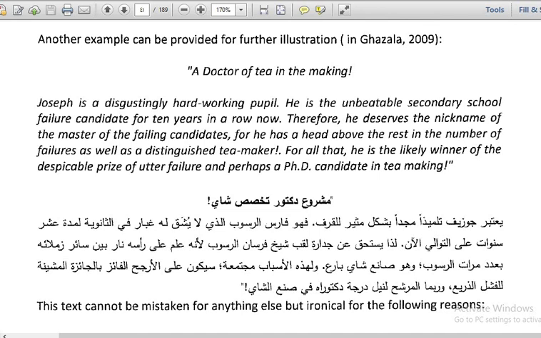And here we have a passage that is directly related to the feature of irony in translating a text. Joseph is a disgustingly hard-working pupil. He is the unbeatable secondary school failure candidate for 10 years in a row now. A doctor of tea in the making. مشروع دكتور تخصص شاي.